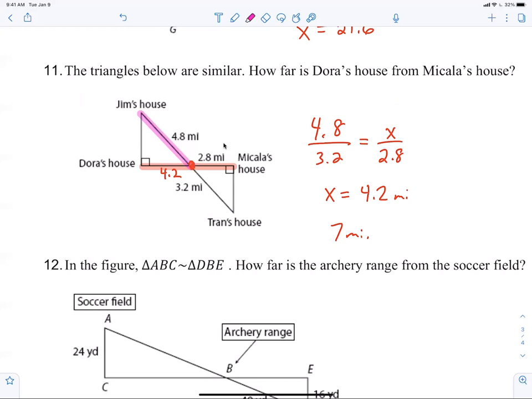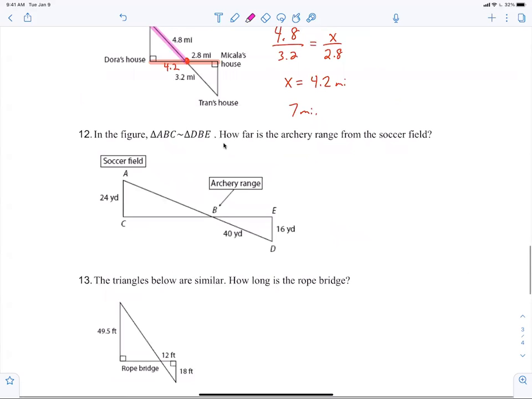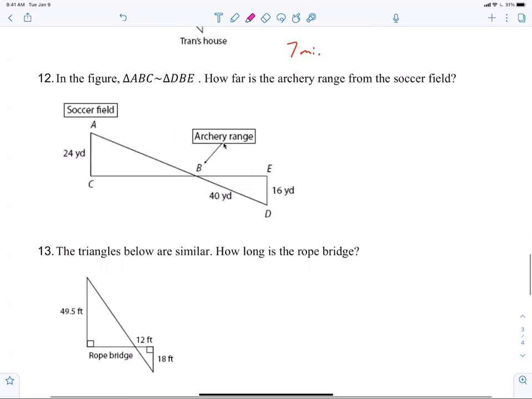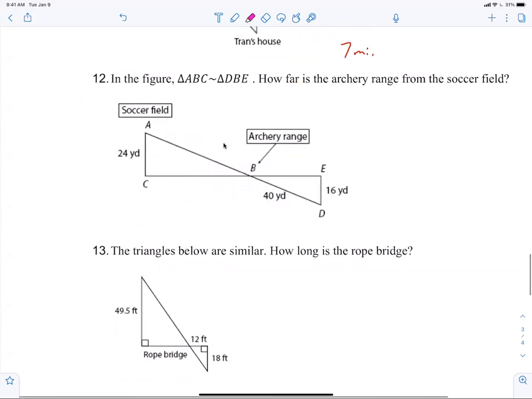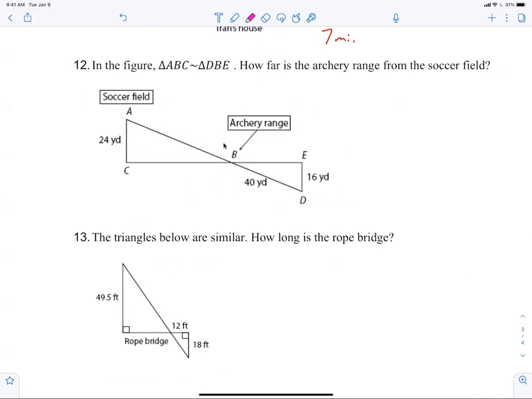Anybody else have a question? Okay, Aiden, you're up, number 12. I'm gonna let Aiden go. What are you thinking?